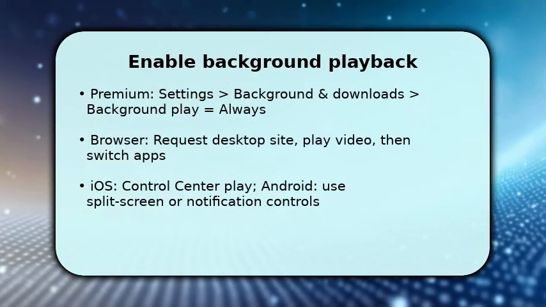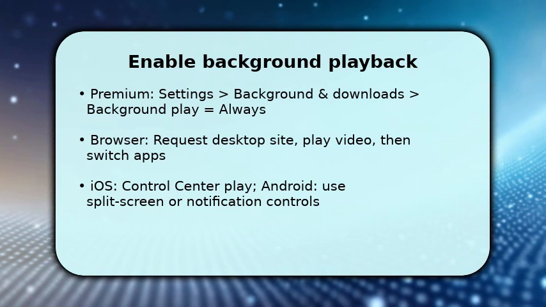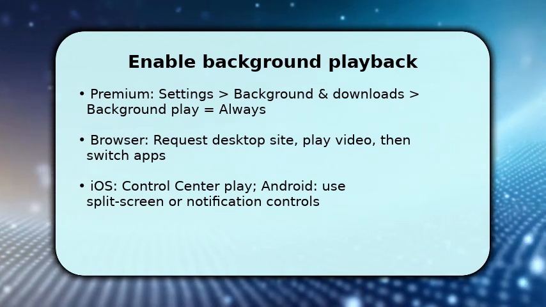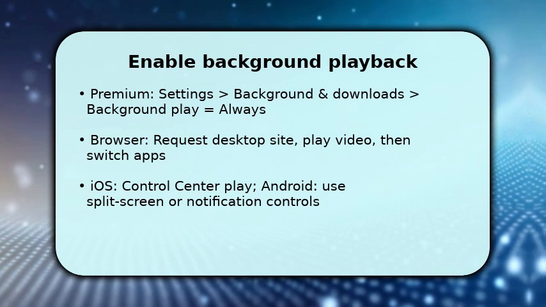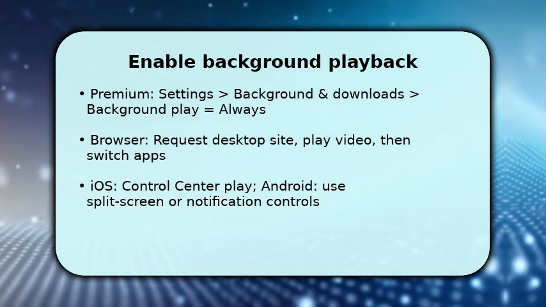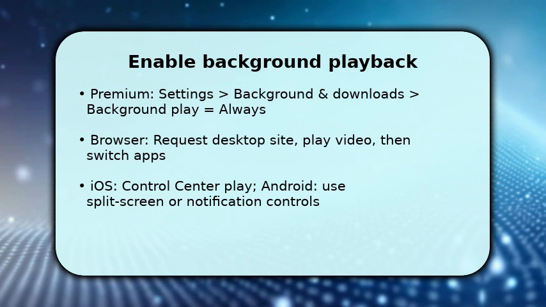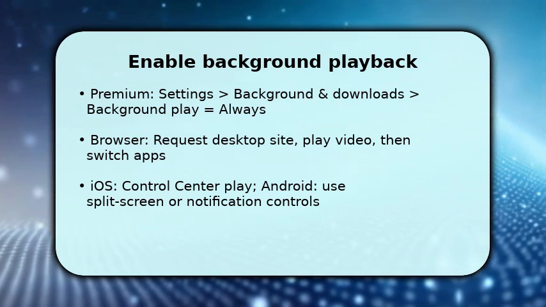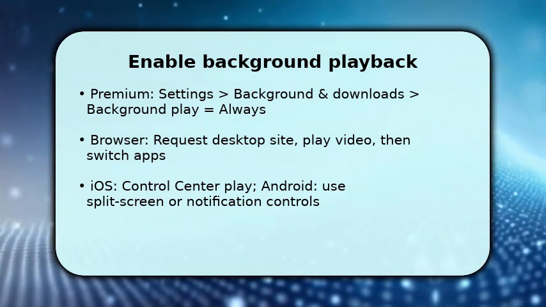Now configure the playback path. If you have YouTube Premium, go to Settings, Background, and Downloads and set background play to always. That ensures audio continues when you leave the app. If you're on a browser, request the desktop site, start playback, and then switch apps or lock the device.